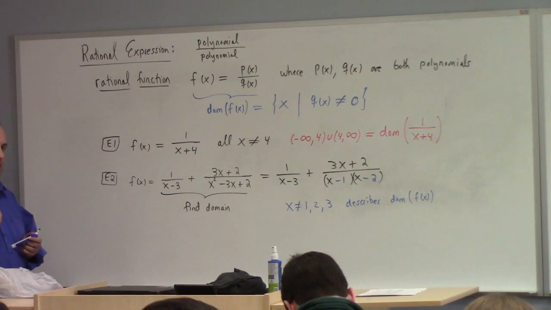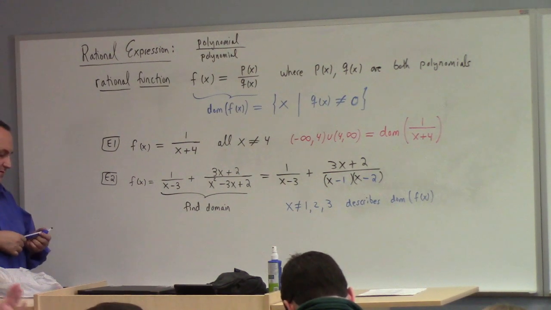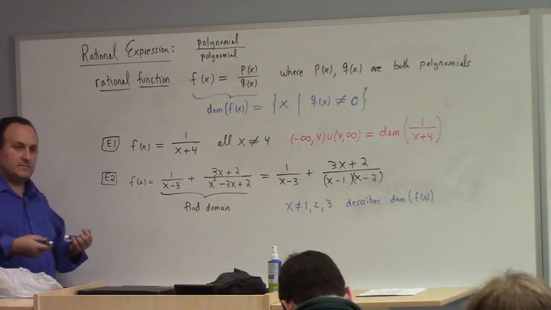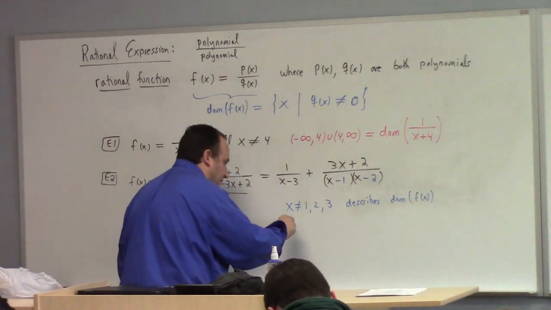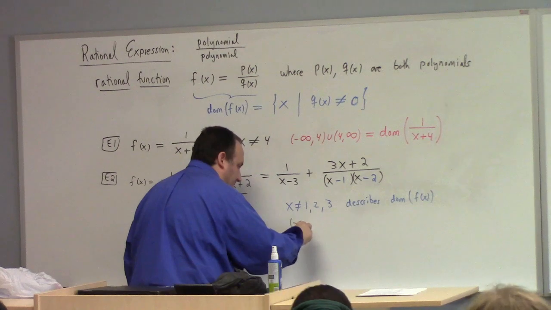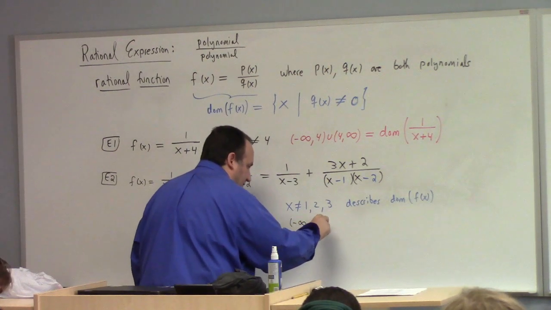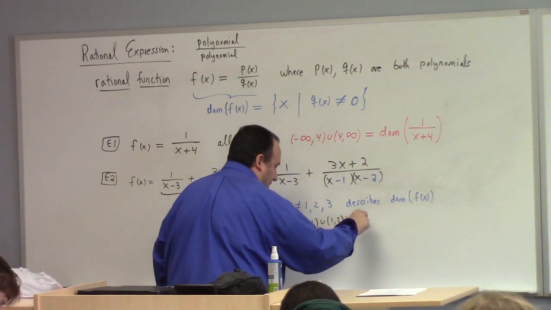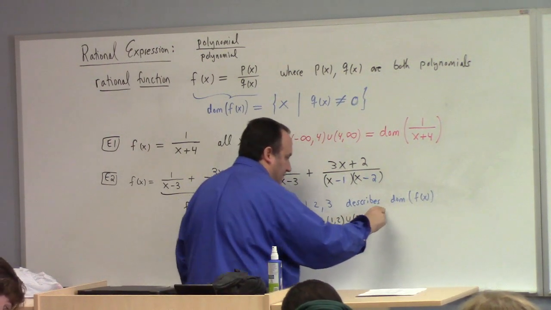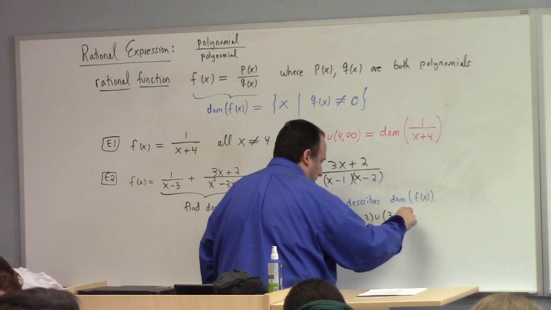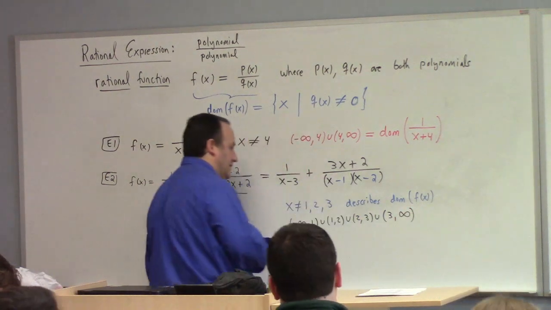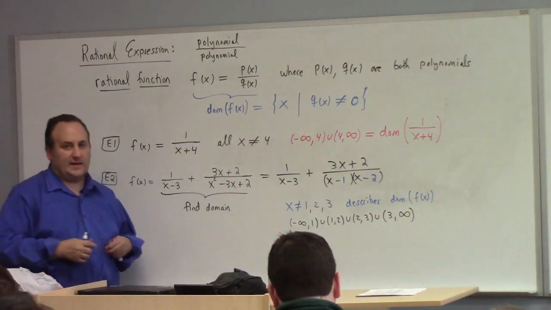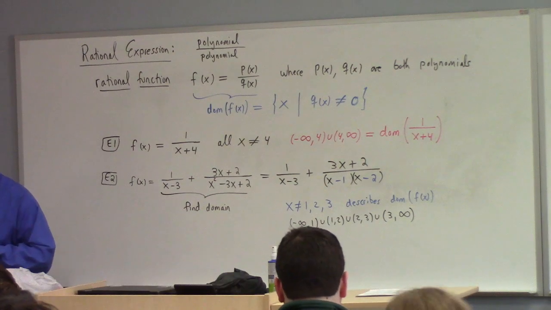Now, can you guys write that domain in interval notation? Let me do it. Here's how it goes. You have minus infinity to 1, unioned with 1 to 2, unioned with 2 to 3, unioned with 3 to infinity. So there you go. That would be the domain of the rational expression here.